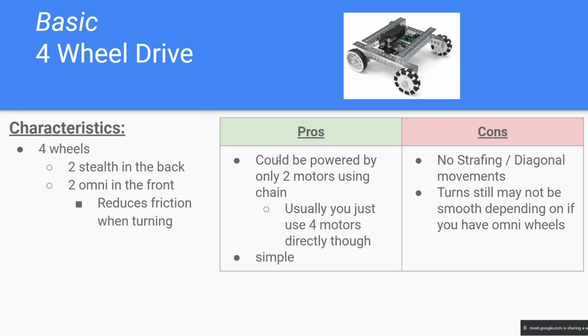This type of drivetrain can be powered with 2 motors using chain. Usually you would have a motor in the middle with chain connecting to the wheels. But most of the time it's just 4 motors directly attached to these wheels, which is fine. Like I said before, the turns are still not as smooth if you don't have all Omni. So pretty basic, not much to say with this one.